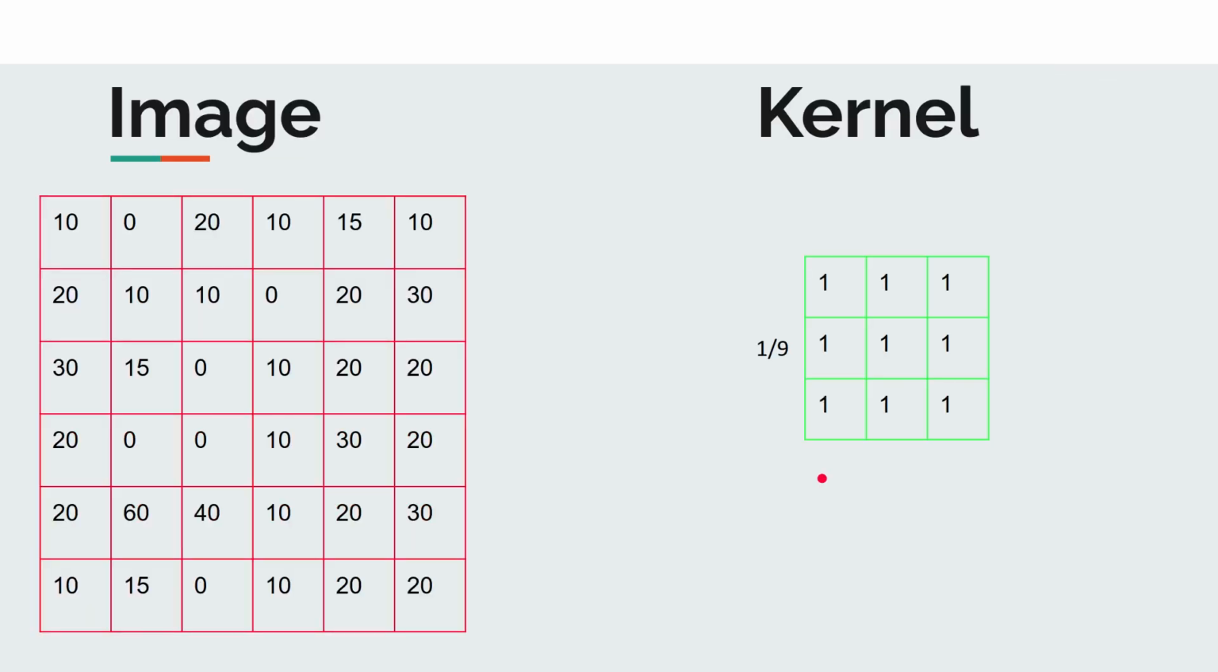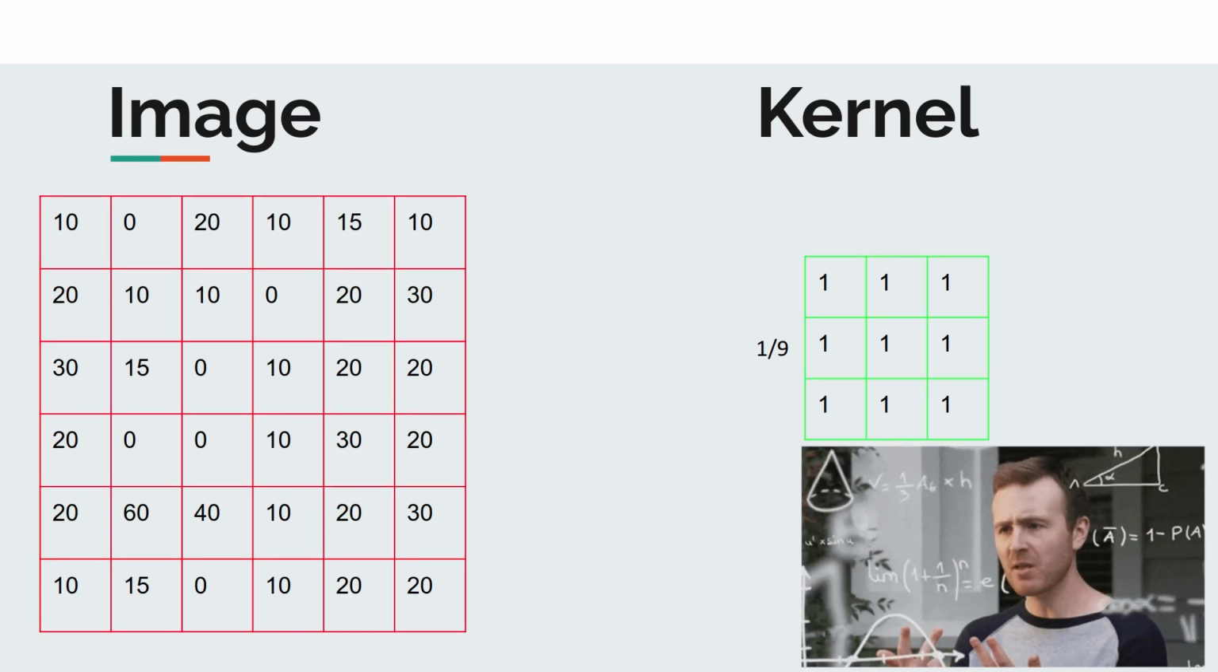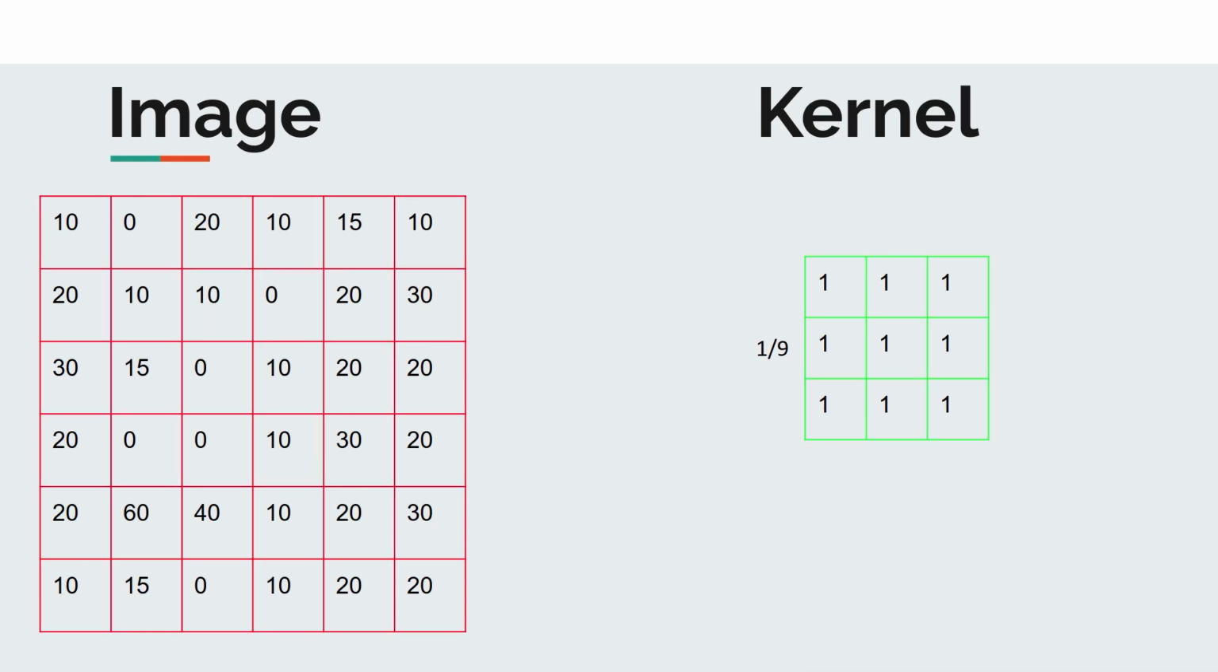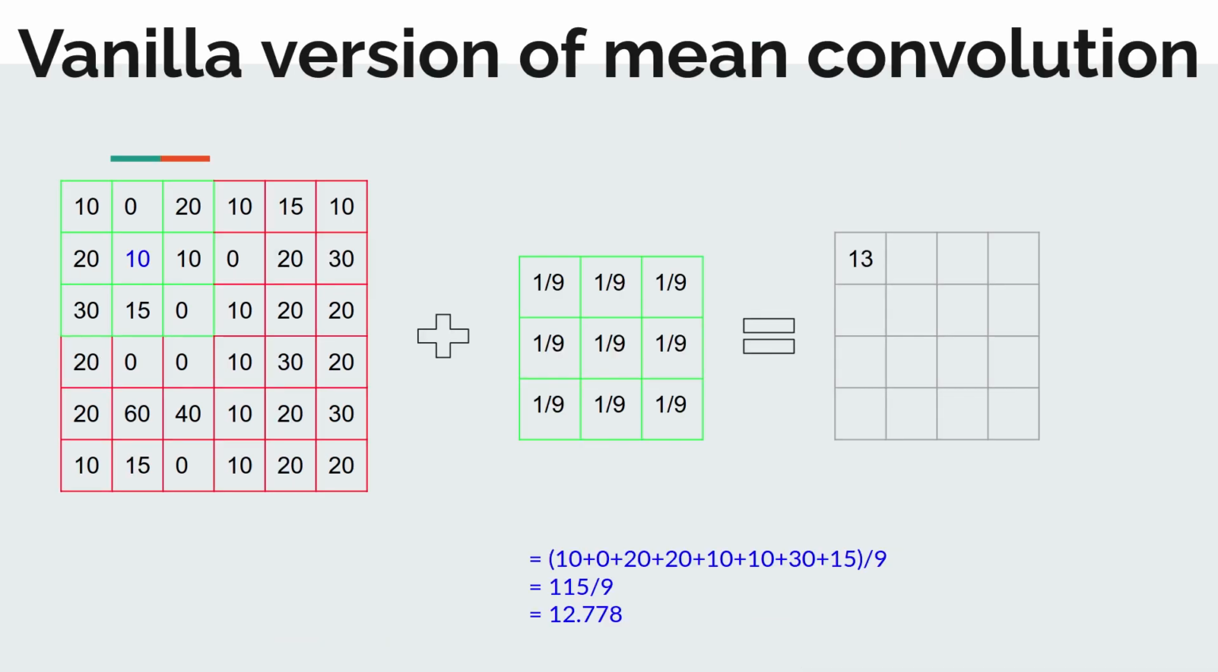So let's assume we have a single layer image with pixel values as 10, 0, 20, 10, etc. And we have an average kernel of 3 by 3 size. So here we will convolve the 3 by 3 average kernel on the image. What I mean by that is we will place the kernel on the top left corner of the image and multiply each element by the kernel value and sum the output.